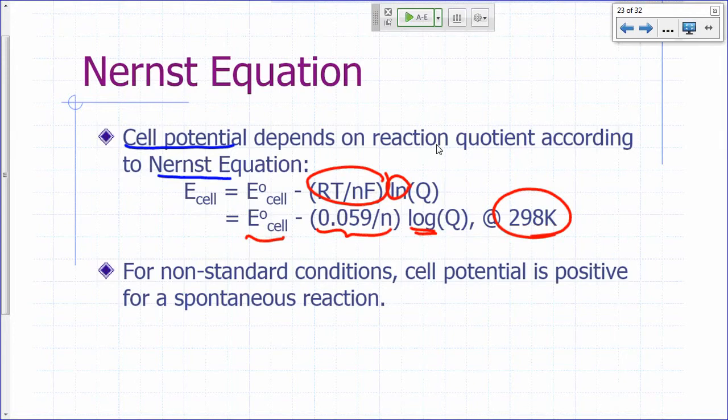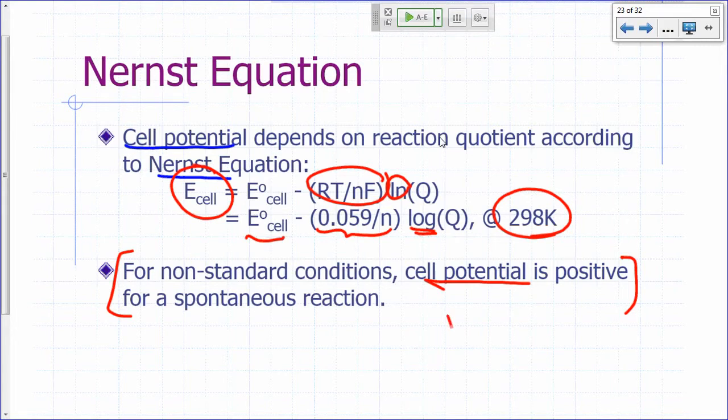What's the importance of this? This will allow you to determine what the voltage is going to be if you set up your two half reactions in separate compartments and you measure the voltage between them. That's what this E cell is. The cell potential is the voltage that you can get out of your battery when you set up your half reactions in separate compartments. For non-standard conditions, your cell potential will be positive for the spontaneous reaction, so you know which reaction will be happening as your battery discharges.